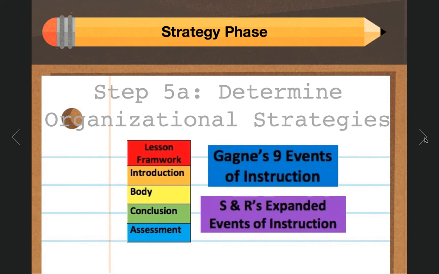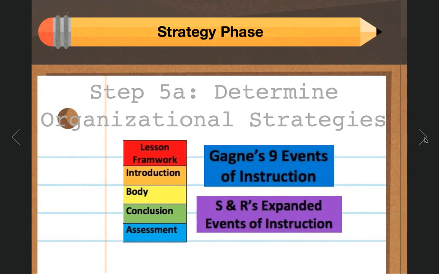Designers must decide on the scope and sequence of the instruction, including what content will be presented and how it will be presented. Smith and Ragan described the organization of a lesson to include the intro, the body, the conclusion, and the assessment. It is here that we see the influence of Gagne's 9 events of instruction. But what makes this unique to Smith and Ragan is that they expanded Gagne's 9 events into 15 events of instruction to guide the designer.